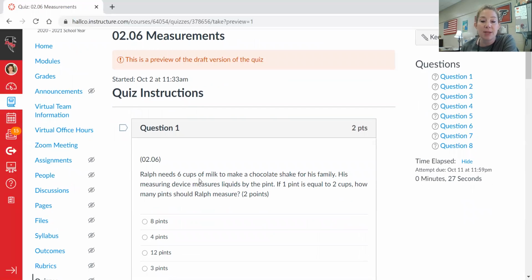Ralph needs 6 cups of milk to make a chocolate shake for his family. His measuring device measures liquids by the pint. There are 2 cups in a pint. How many pints should Ralph measure? Well, he needs 6 cups of milk. 1 pint has 2 cups. How many pints should he use? So are you going to multiply 2 times 6 and get 12? He needs 12 pints. Or are you going to divide 6 by 2 and get 3? Which makes more sense, that he needs 3 pints of milk or he needs 12 pints of milk?